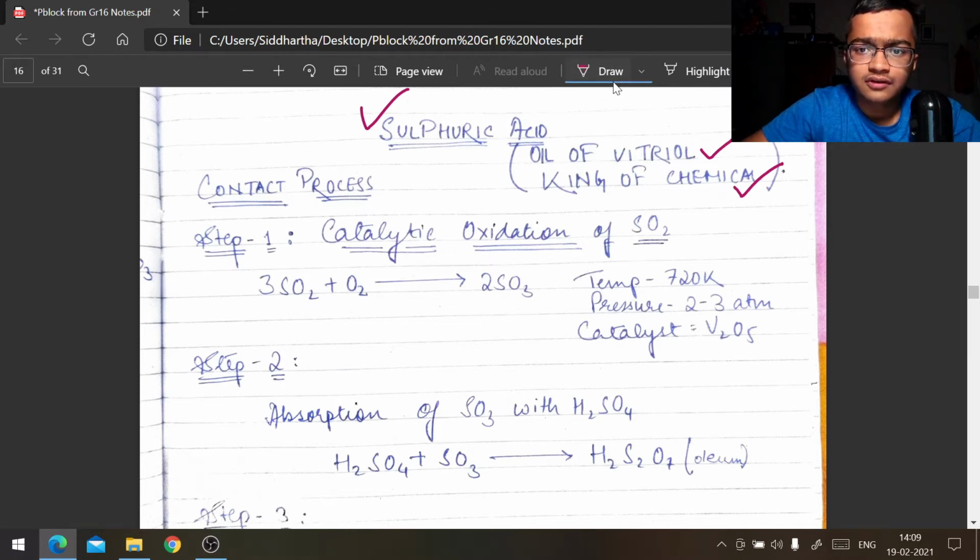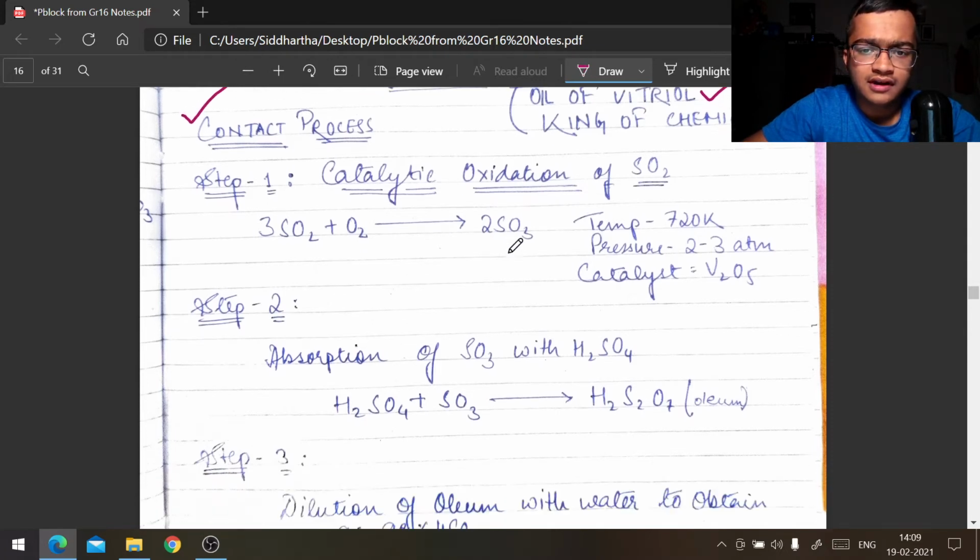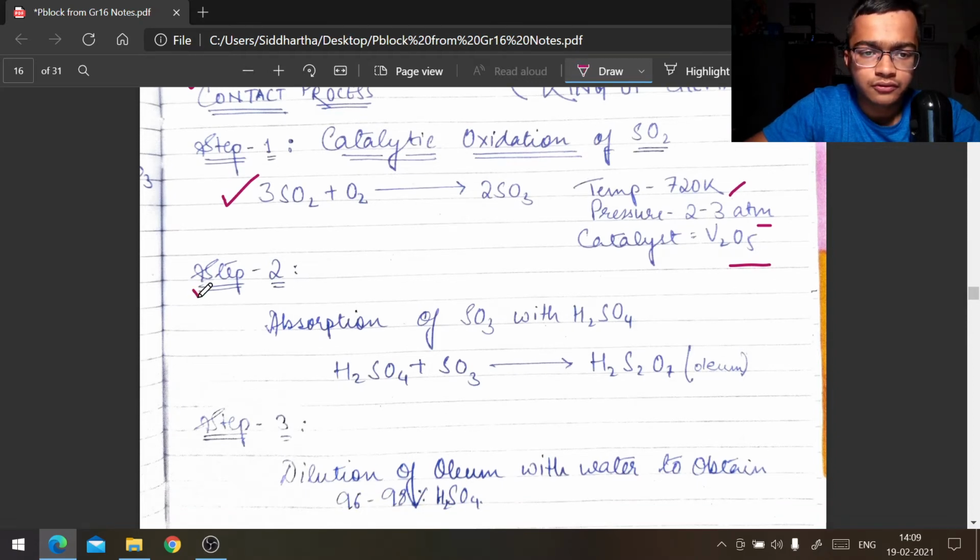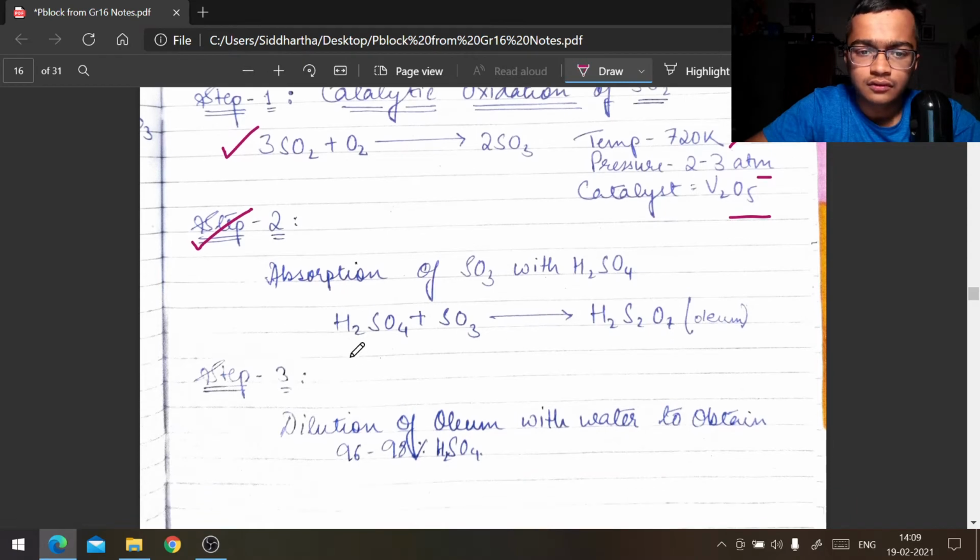So the manufacture of sulfuric acid is performed by the contact process. I have told you just now repeatedly. Here there is catalytic oxidation of SO2. So this is vanadium pentoxide, a pressure of 2 to 3 atmospheres is maintained and a temperature of 720 Kelvin. SO2 plus O2 gives 2 SO3. Step 2 is the absorption of SO3 in H2SO4. H2SO4 previously prepared is taken this way. H2SO4 plus SO3 gives H2S2O7.